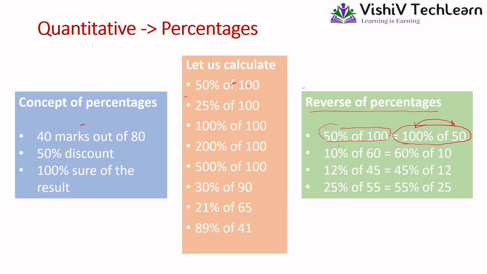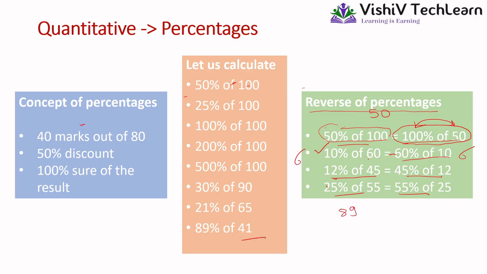So 50% of 100 or 100% of 50, the answer is the same, which is 50. Even if we calculate 10% of 60, which is 6, and 60% of 10, which is again 6, the answer is the same. So even if we reverse the figures in the case of percentages, the answer is going to remain the same.